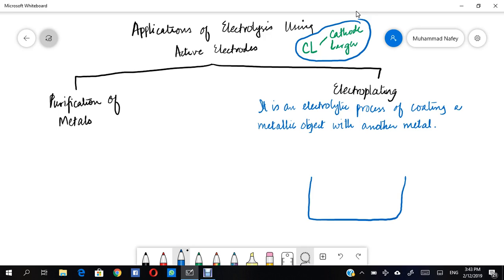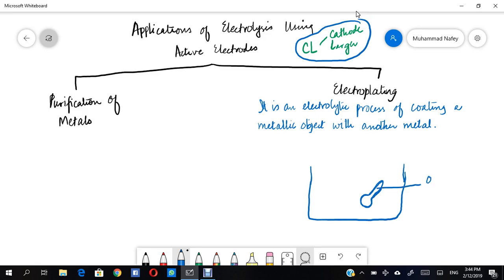Let's take the example of a spoon. The spoon is made of nickel and I want to coat it with silver. Because I want silver to deposit on the spoon, and the rule is that it's always the cathode that becomes larger, because deposition is taking place at the cathode, the spoon will be kept at the cathode.